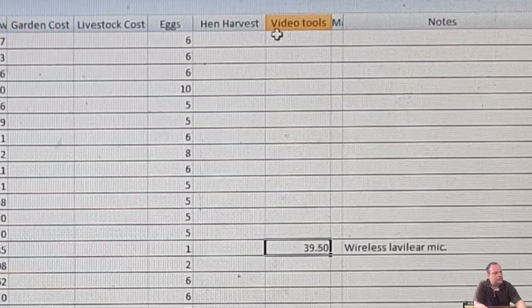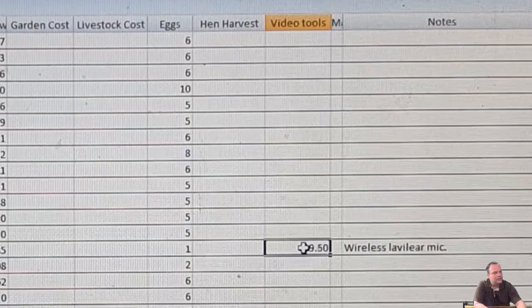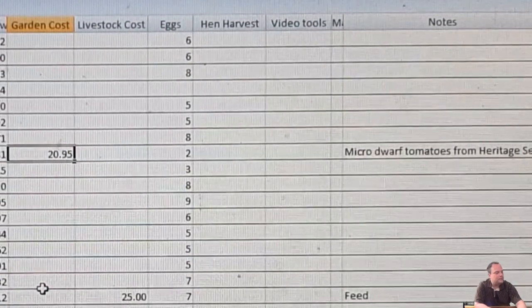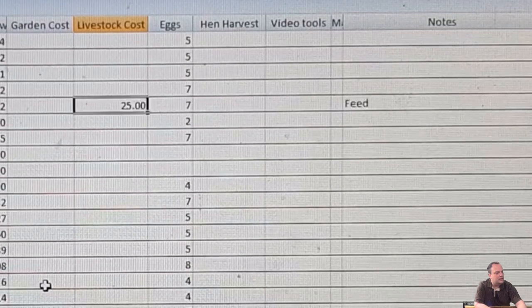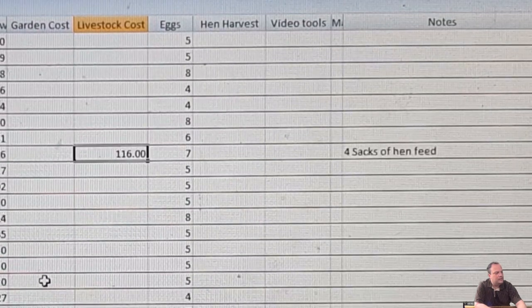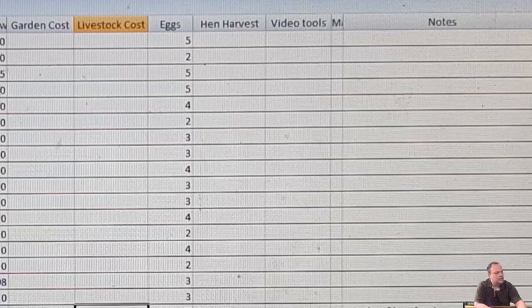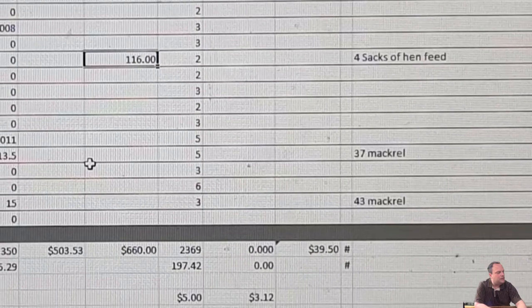Here's under video tools where I bought my lavalier mic. That's this one. Dwarf tomato seeds, which we're growing right now. Livestock cost again, a bag of feed, 4 sacks of feed, 4 more sacks of feed, and then we get down to the bottom.